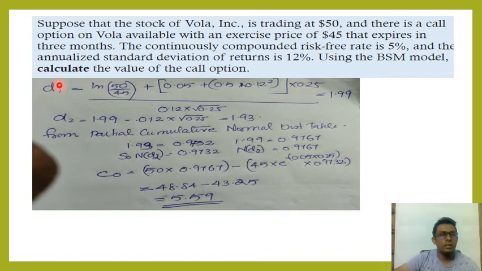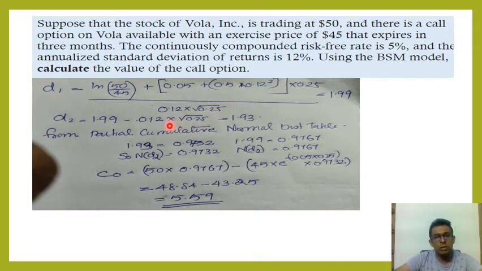So d1 is equal to ln of stock price divided by strike price, which is 50 by 45, plus 0.05, which is the risk-free rate, plus 0.5, which is the formula, into 0.12, that is our annualized standard deviation, squared, into 0.25, that is the time period of 3 months, divided by 0.12, again the standard deviation, into root of 0.25, that is 1/4 of a year. Which gives us 1.99. So d2 is 1.99 minus the denominator of this.